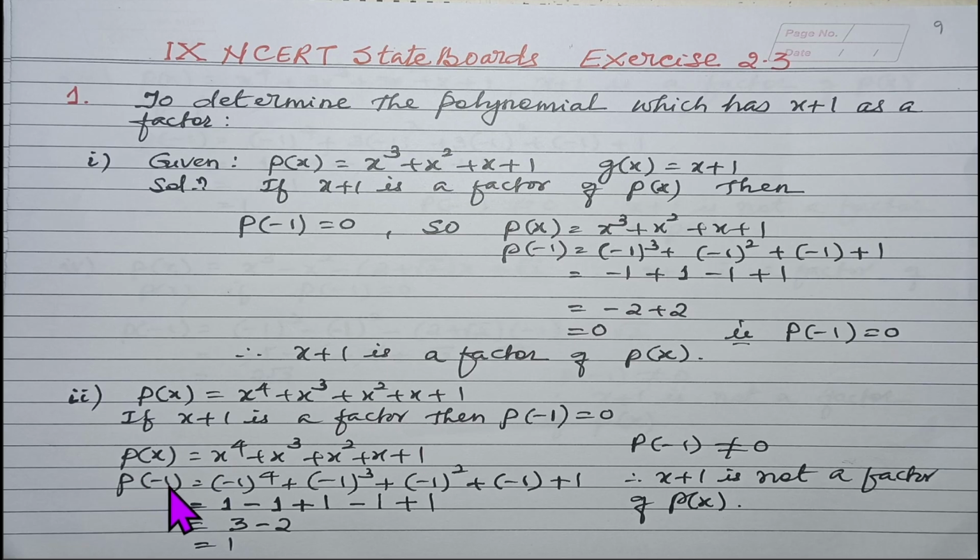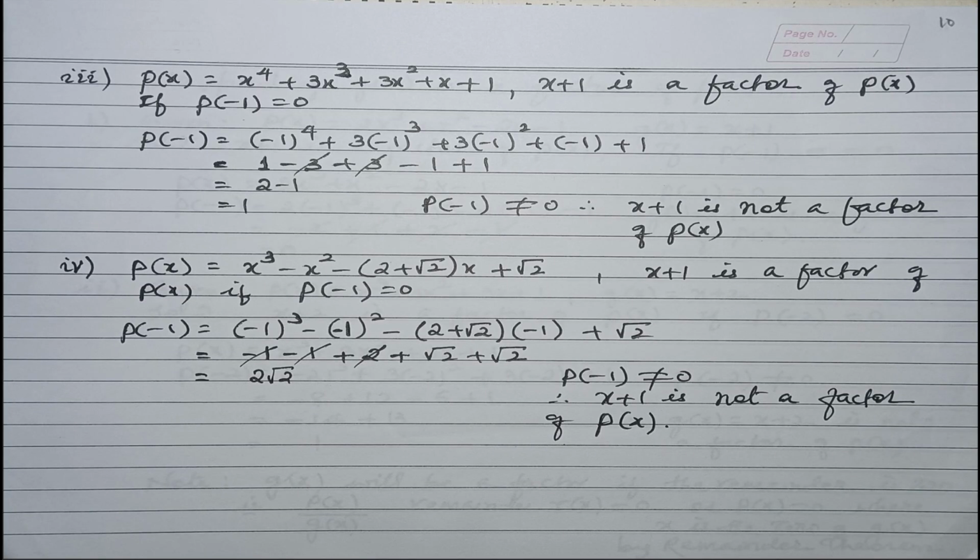Now let us find out p of minus 1 first. Wherever x is there, put minus 1 raised to 4 plus minus 1 raised to 3 plus minus 1 raised to 2 plus minus 1 plus 1. Simplifying this, we get p of minus 1 as 1. Here p of minus 1 is not equal to 0, and definitely x plus 1 is not a factor of the given polynomial. Now let us proceed further.